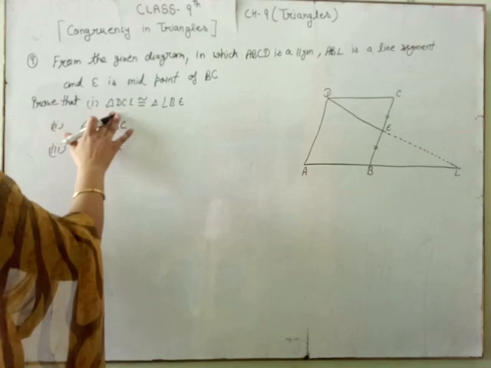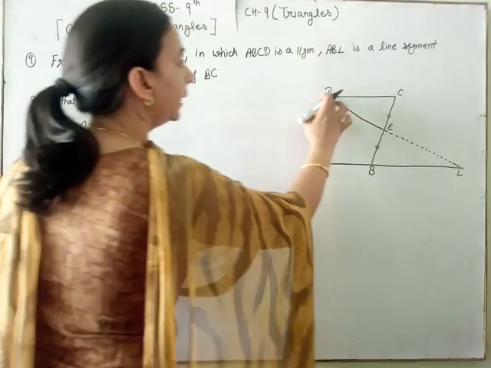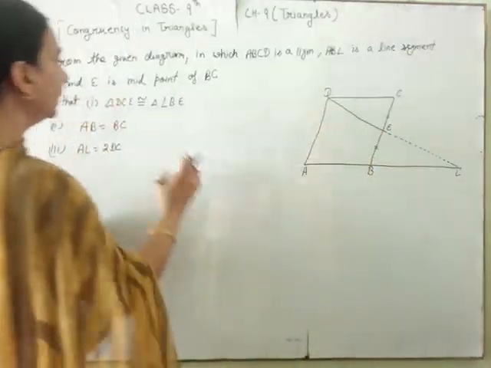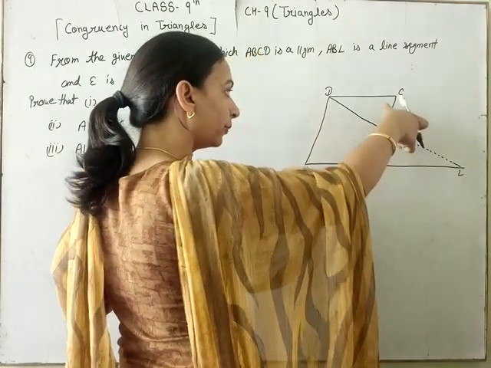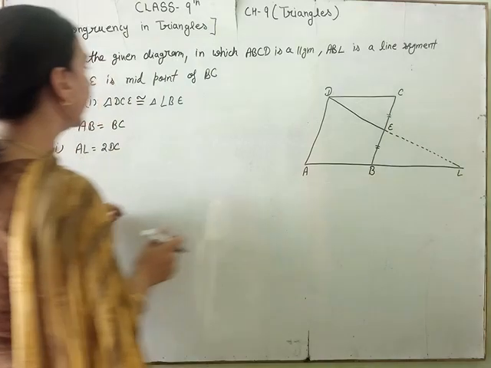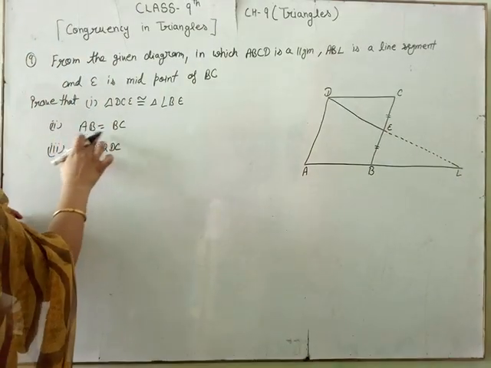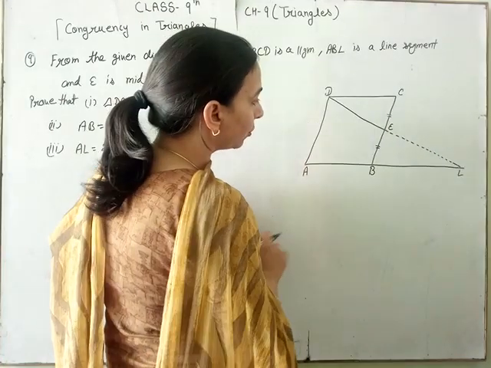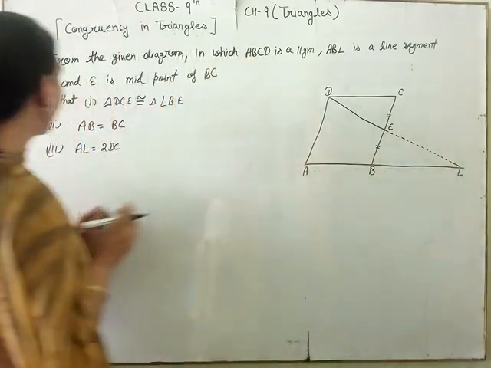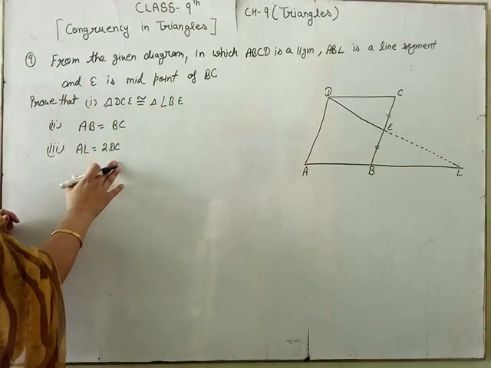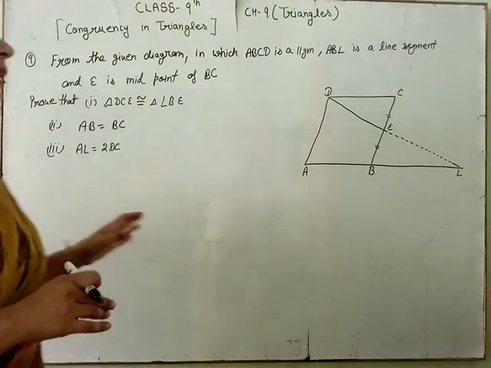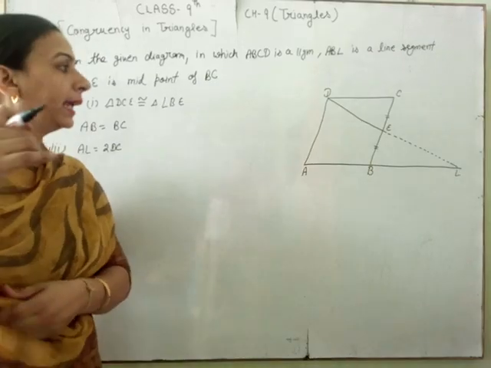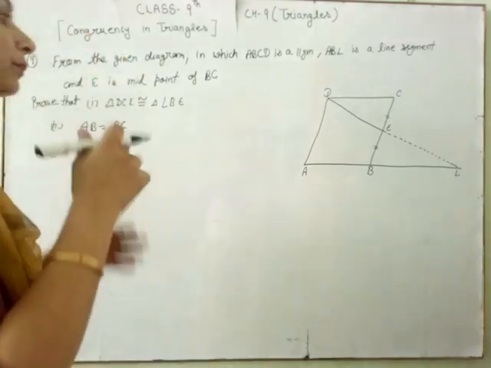First, triangle DCE and triangle LBE. We have to show that these two triangles are congruent. Second part, we have to show that AB equals BL, and third part, AL equals 2 times this. Okay, students. First, we are given a parallelogram ABCD.